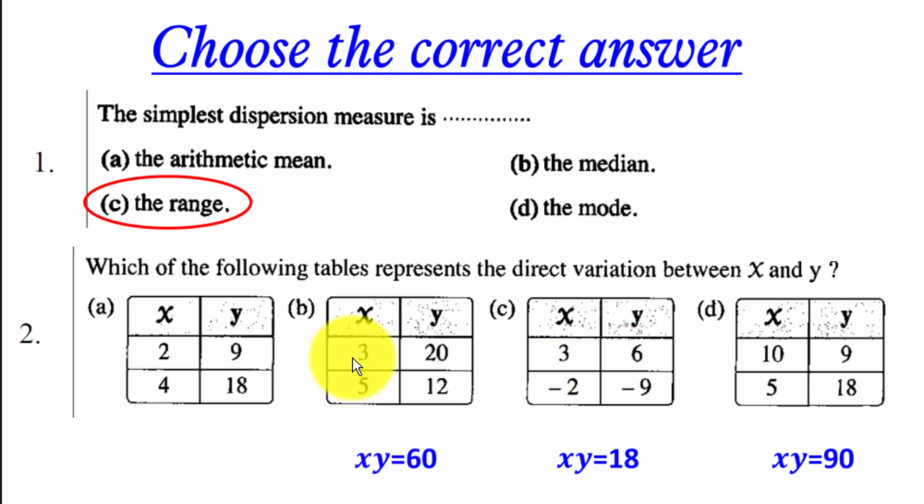Look at number B. By the same way, 3 times 20 equals 60, 5 times 12 equals 60. Now x times y equals 60. But y over x here, 9 divided by 2 equals 4.5 and 18 divided by 4 in the simplest form equals 9 over 2 equals 4.5. So the correct answer here, which is the direct variation, pay attention, is number A.